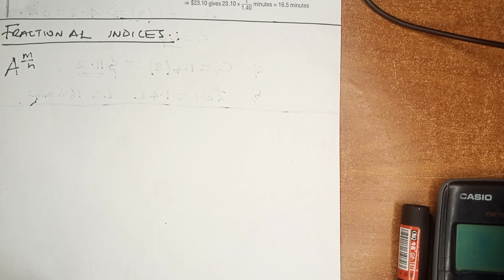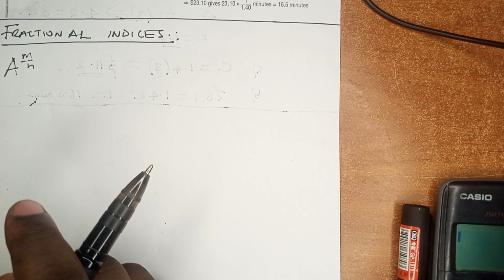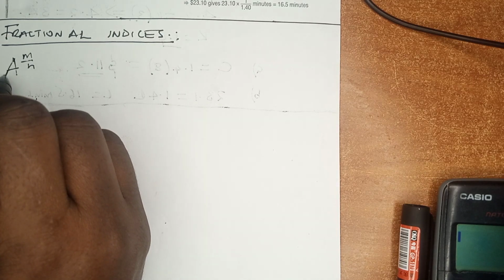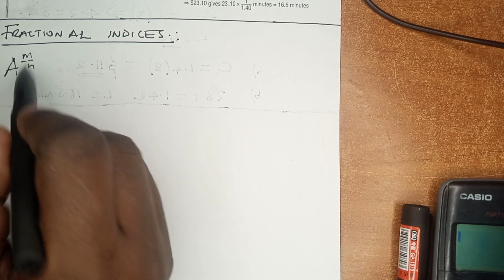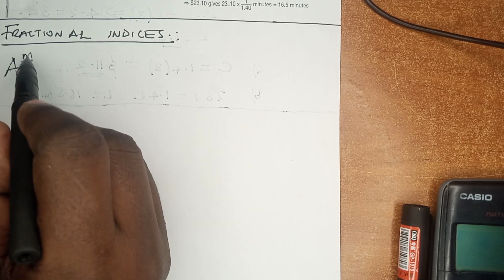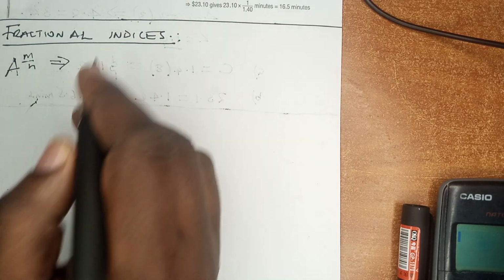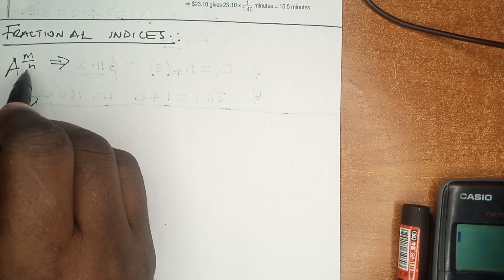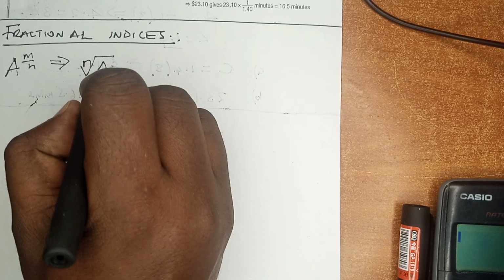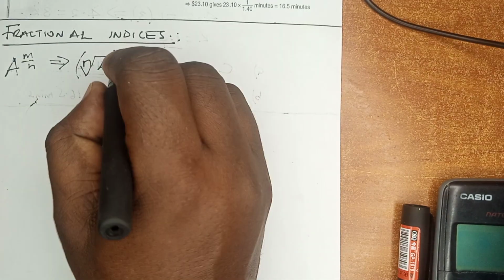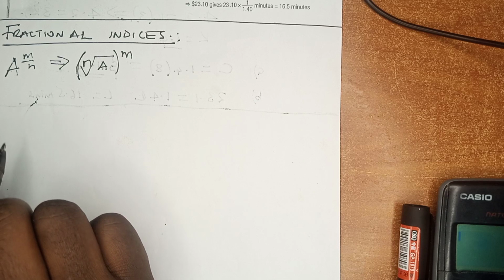Let me introduce fractional indices. Fractional indices is when a number is raised to an index which is a fraction. That is like a raised to power m over n. And according to this law, we say that the n is the denominator, so we get the nth root of a, after which we raise it to power m. Remember, m was at the numerator.